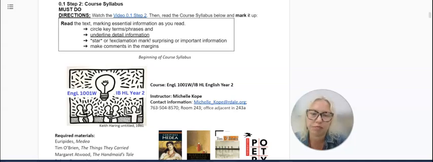So I've got it open here on the screen. This is page 4 in the syllabus. And what I want you to do is to mark up this syllabus. You're going to mark the text. And so here are some ways that you're going to mark the text. Circle key terms, phrases, underline detail information, star or put an exclamation mark next to surprising or important information, and finally make comments in the margins. Okay, and so you actually have to write in your syllabus in order to get your must-do points for this activity.